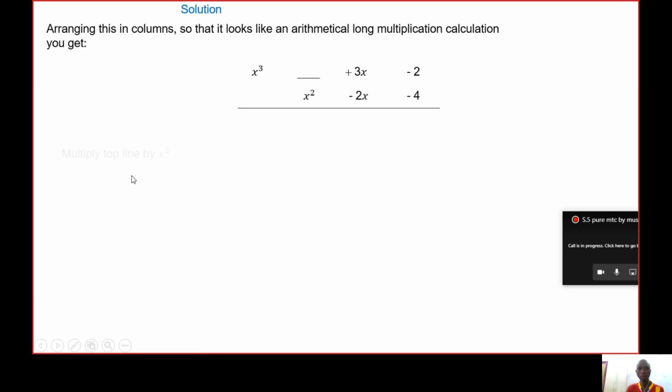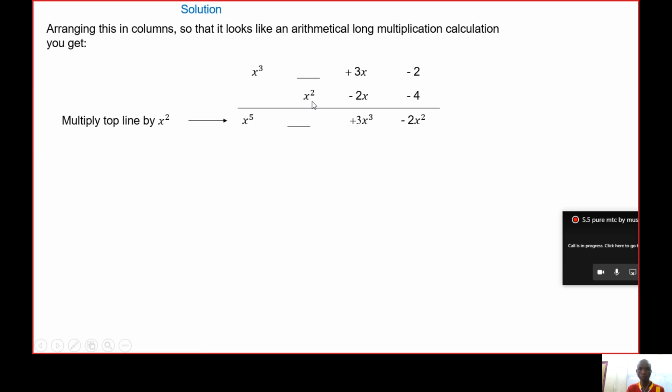Then what are we going to do? We are going to multiply. So the first line here, what we are going to do, multiply the top line by x squared. Multiply the top line by x squared. So what do we get?